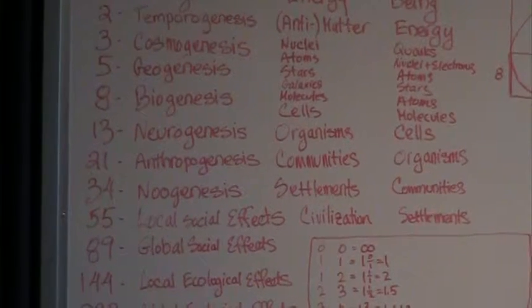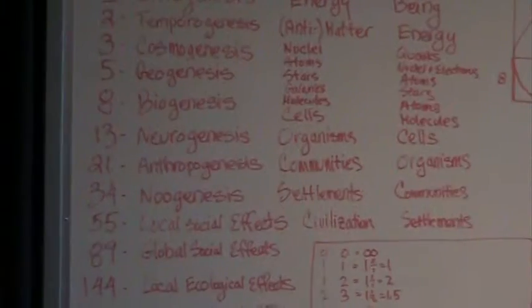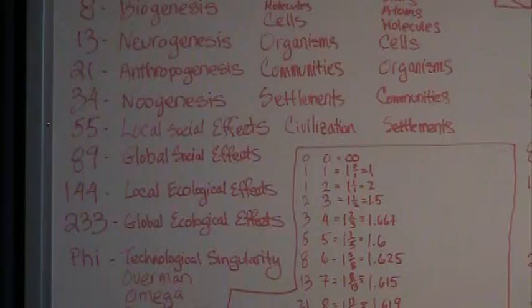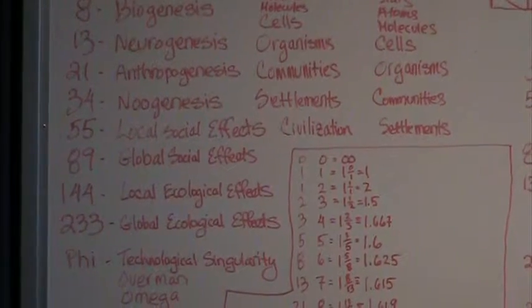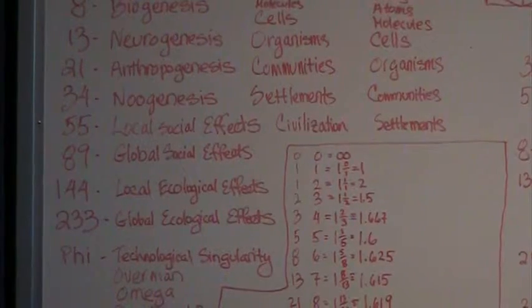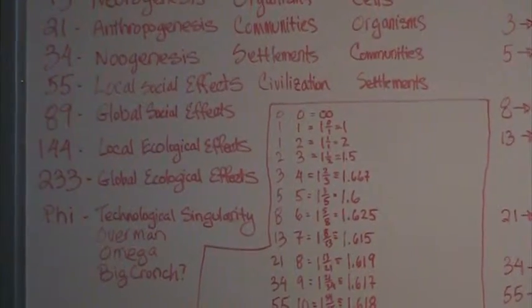And that leads you to 55, which is starting to create local social effects. And they start to aggregate. And from 55 to 89, you've got a scientific revolution. And that leads to global social effects in 89. And then 89 to 144, you've got industry as a phase change.